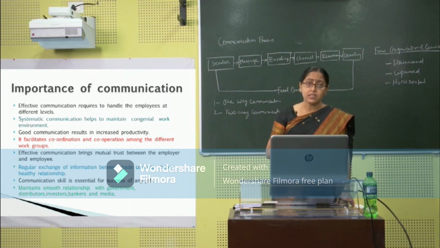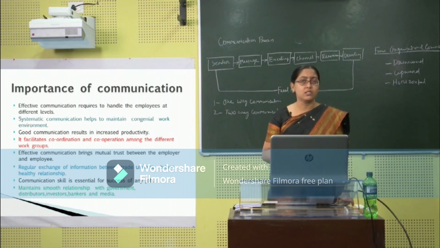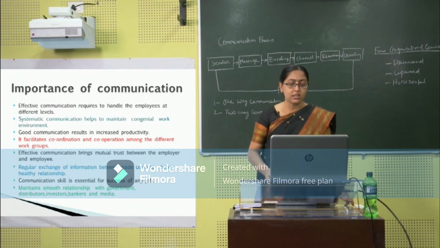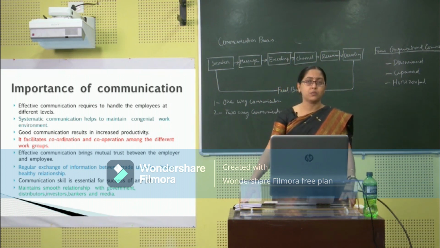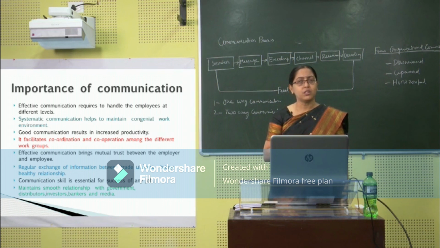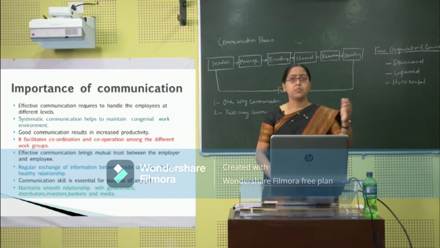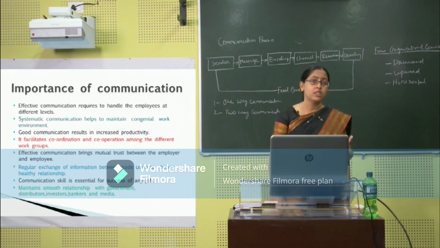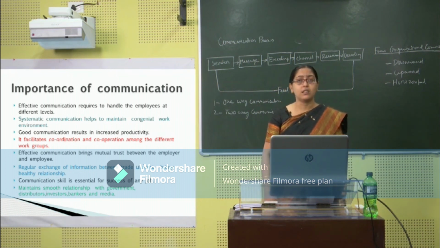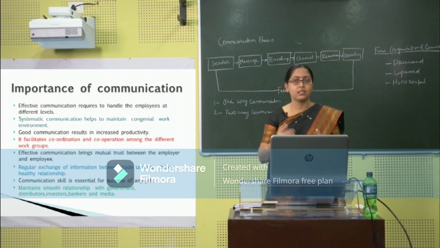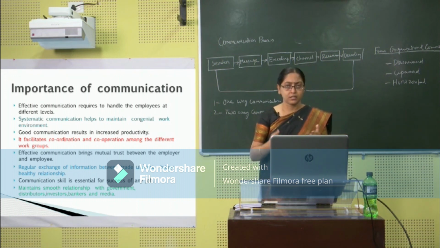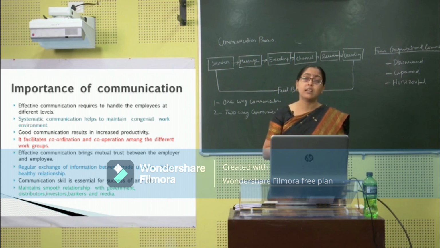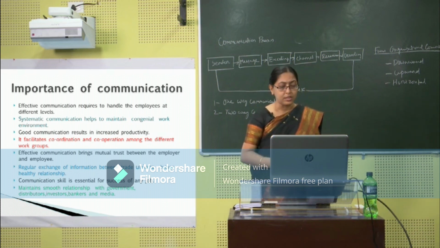Then a good communication system facilitates coordination and cooperation among different work groups. If a good communication system is there, then people will coordinate with each other very easily and they cooperate to get things done. Every work group informs their status to the other work groups, and they work in a very smooth manner and complete the work within the time schedule.